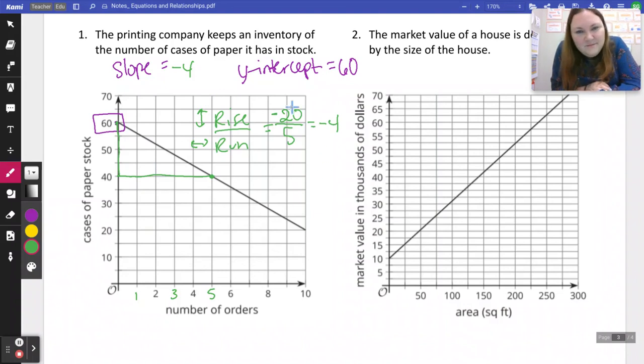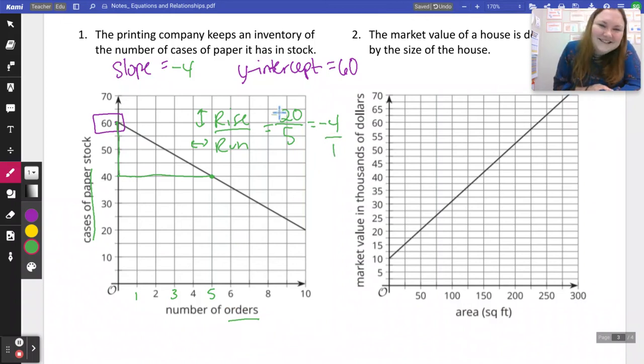It can help here by thinking about that negative 20 over 5 first. What was negative 20 over 5? Well, negative 20 was, we said we went down 20 cases of paper. 5 was 5 orders. So we lost 20 cases of paper after 5 orders. When we do that division, that slope is telling me we're losing 4 cases of paper after 1 order. That negative 4 means that they're selling 4 cases of paper per order.